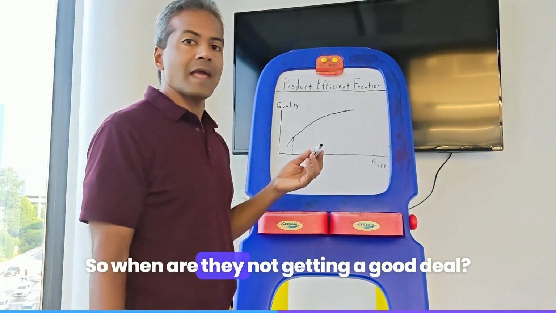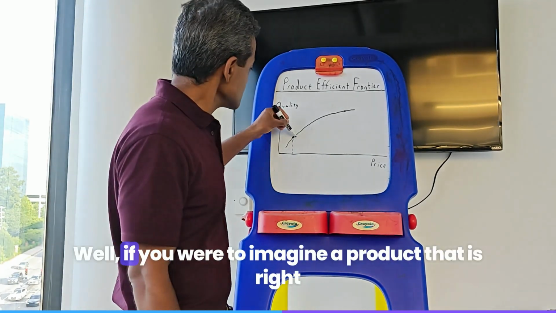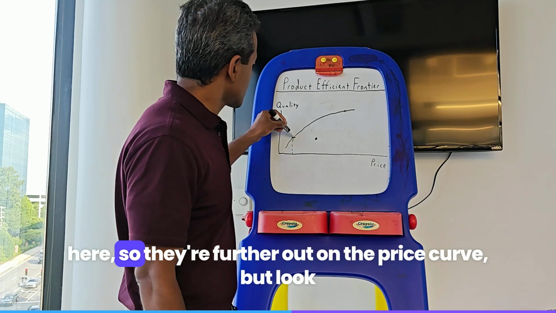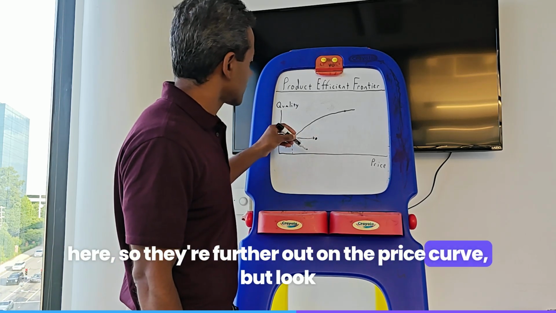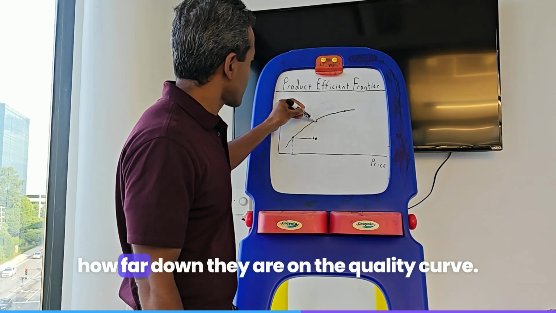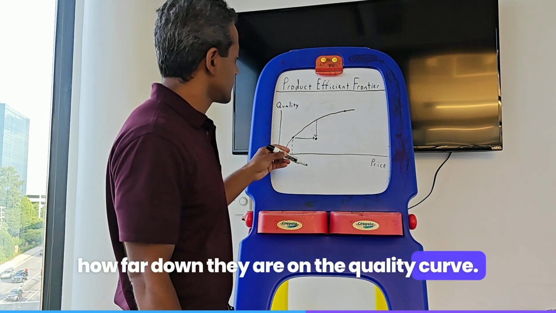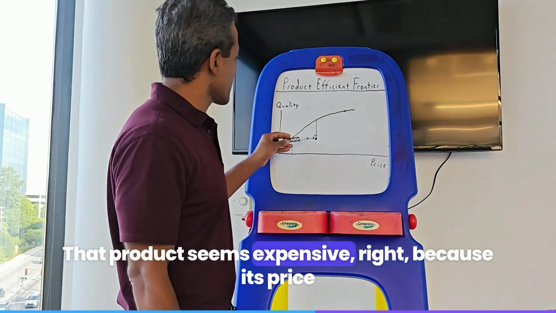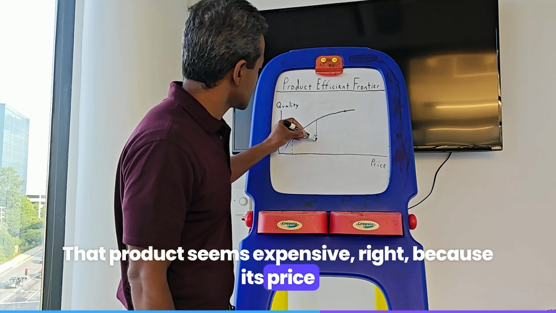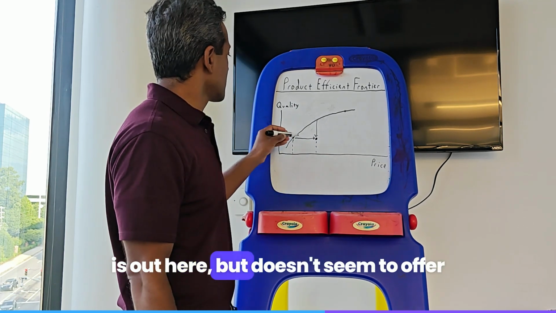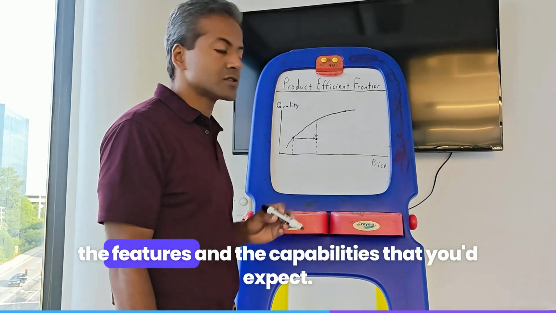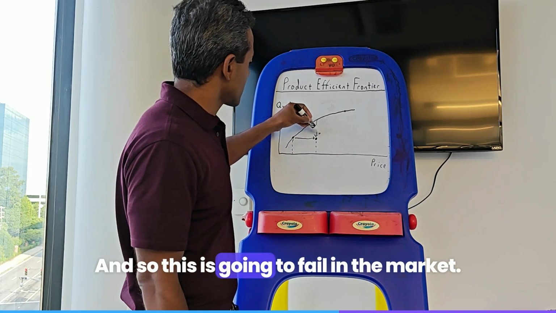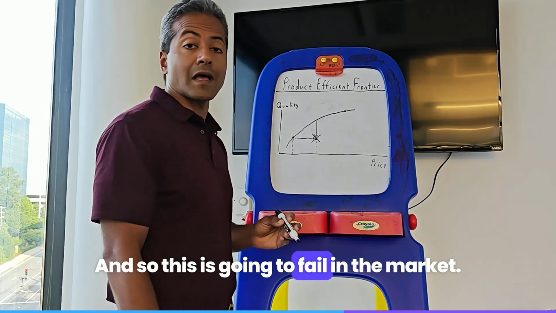So when are they not getting a good deal? Well, if you were to imagine a product that is right here, so they're further out on the price curve, but look how far down they are on the quality curve. So nobody wants to buy that product. That product seems expensive, right? Because its price is out here, but it doesn't seem to offer the features and the capabilities that you'd expect. And so this is going to fail in the market.